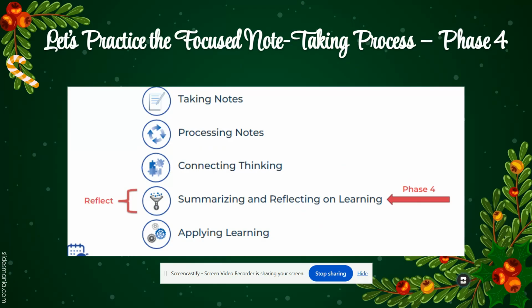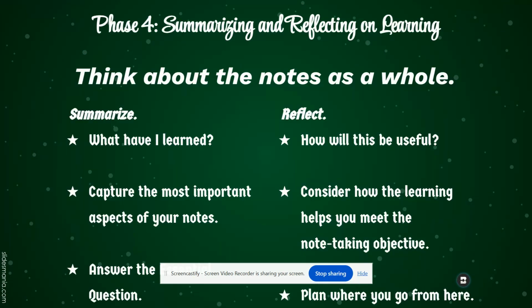Okay, so today we are going to talk about phase 4, which is summarizing and reflecting on your learning. You're going to think about your notes as a whole, not just the little pieces of it, but as a whole. Think about what you've learned, and then capture the most important aspects of your notes. Answer the essential question. Then you are going to reflect. How was this useful? Consider how learning helps you meet the note-taking objective, and then plan where you're going to go from here using your notes.